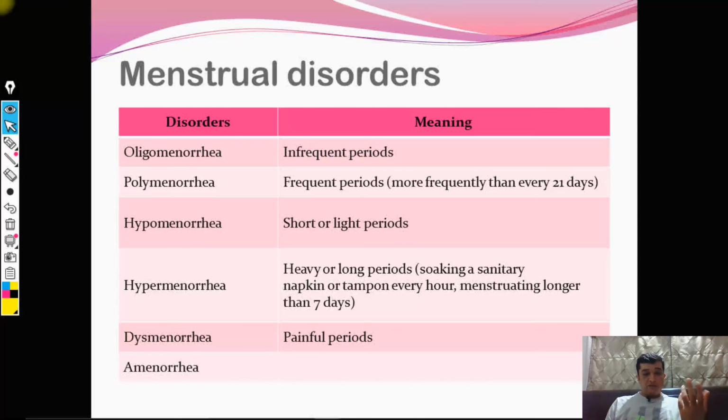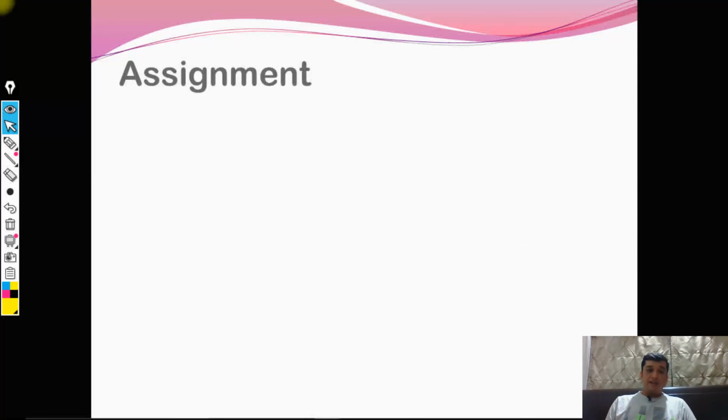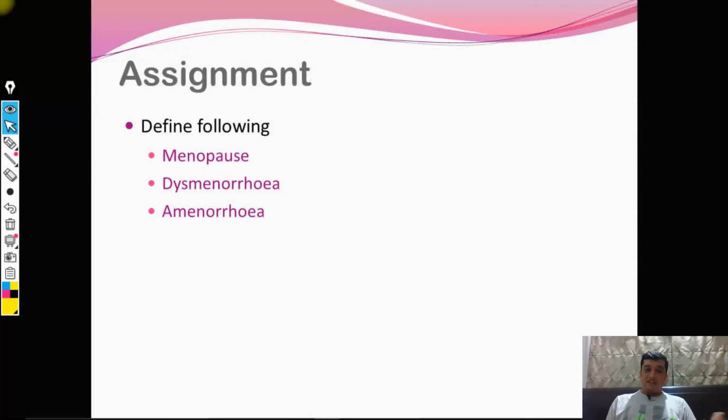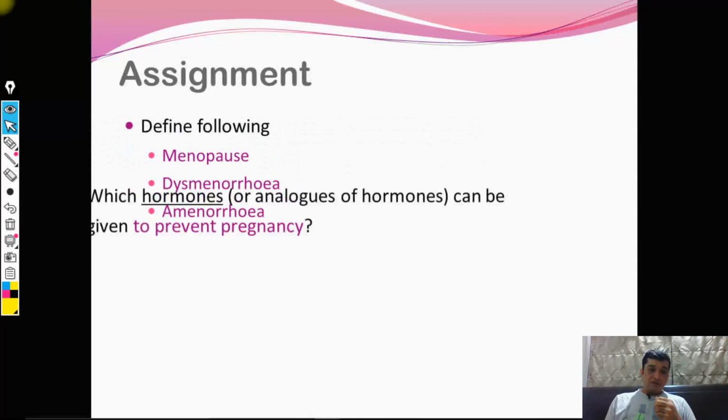And amenorrhea, as we discussed, shows the absence of period. With this we have discussed most of the details, and here is a small assignment for you so that you can check whether you gained knowledge through this lecture or not. You may define terms like menopause, dysmenorrhea, amenorrhea. You can check reference books like Tortora, or for example Ross and Wilson, which are very good books you can use for the answer.